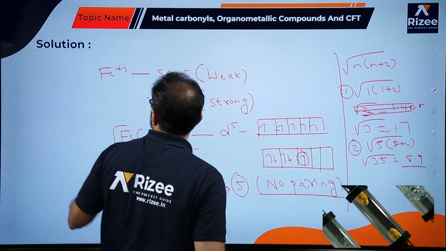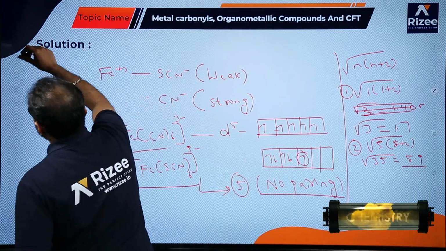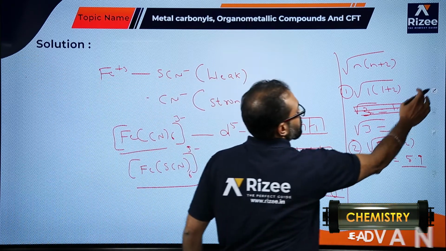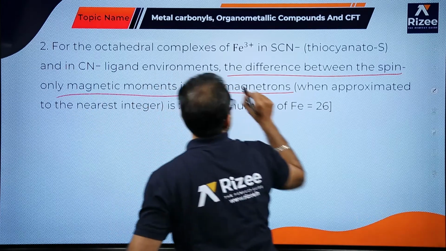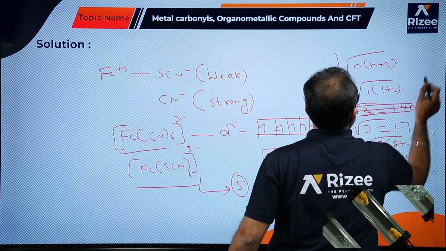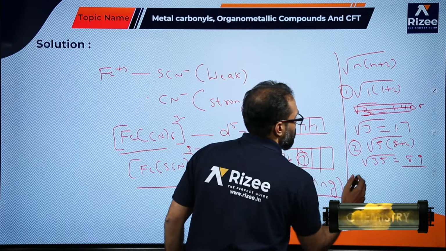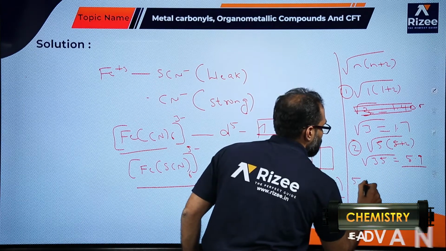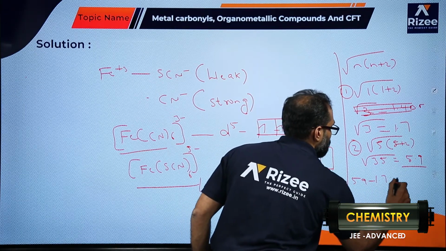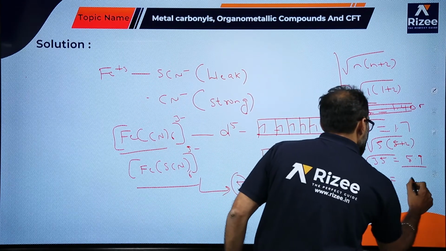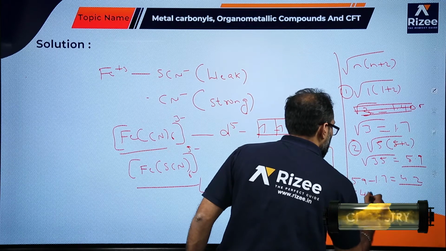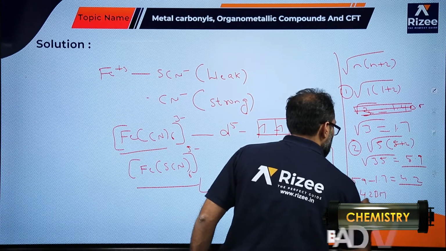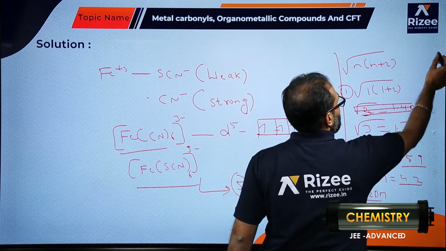They are not asking this. What they are asking is the difference between the spin-only magnetic moments. Now what is the difference between these two? 5.9 minus 1.7. So the difference you will get is 4.2 Bohr magnetons. Right. Then see the next question.